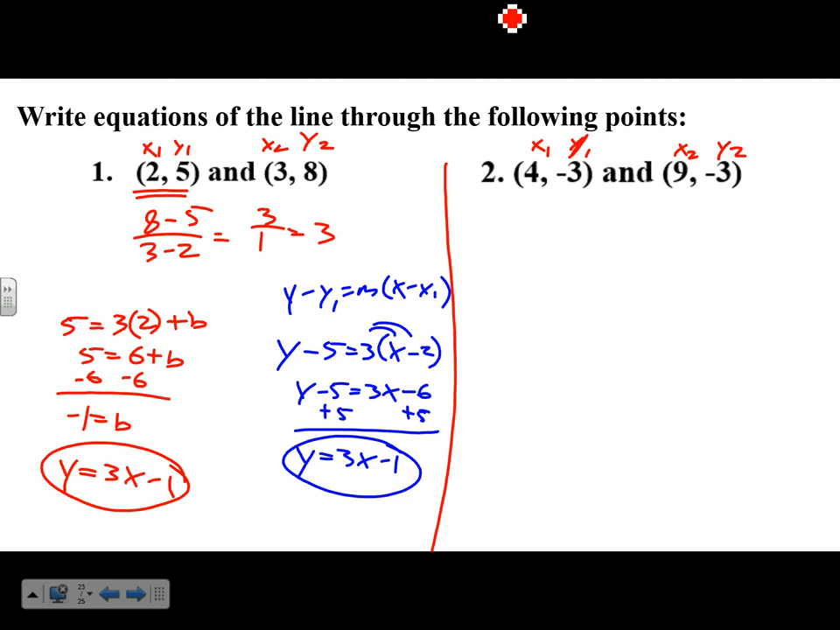X1, Y1, X2, Y2. So this one, negative 3 minus negative 3 over 9 minus 4. Negative 3 minus negative 3 is plus, so that's 0 over 5. So this slope is 0. So right away, I know it's something a little bit different. Check your work to make sure you're right. But this one's going to be a horizontal line.